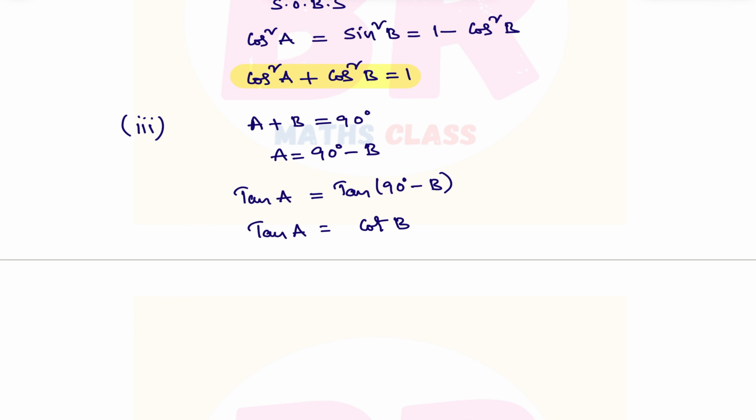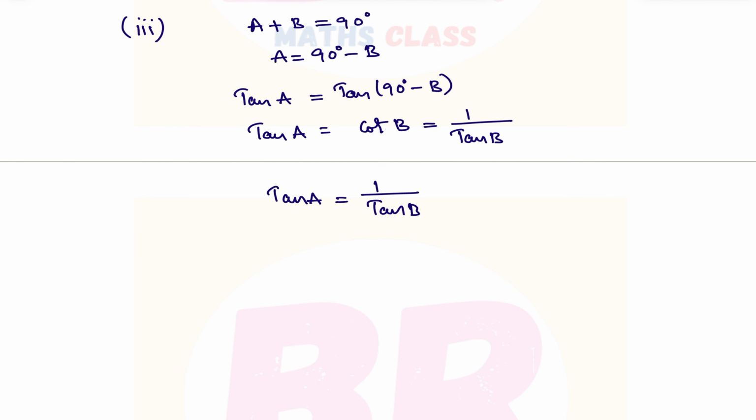From trigonometry formulas, reciprocal formulas, this cot b can be written as 1 divided by tan b, right? So what you got here? You got that tan a equal to 1 divided by tan b. You take this tan b to the left hand side, then what you will get? You will get that tan a into tan b equal to 1. So if a plus b is 90 degrees, then tan a into tan b is 1.